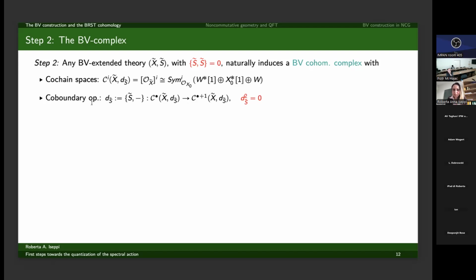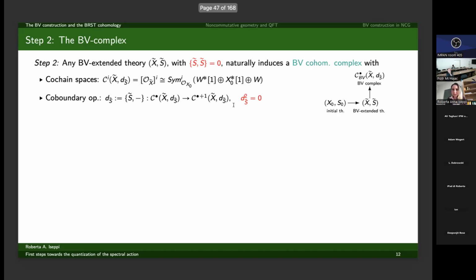And for what concerns the coboundary, it is computed over a generic cochain just by taking the Poisson bracket with S tilde. And the reason why this is in red, so the fact that this is indeed a coboundary operator, is related to the fact that S tilde is a solution of the classical master equation. So it's solving this equation here. So if you apply D twice, you will see that this is 0 exactly due to that condition.